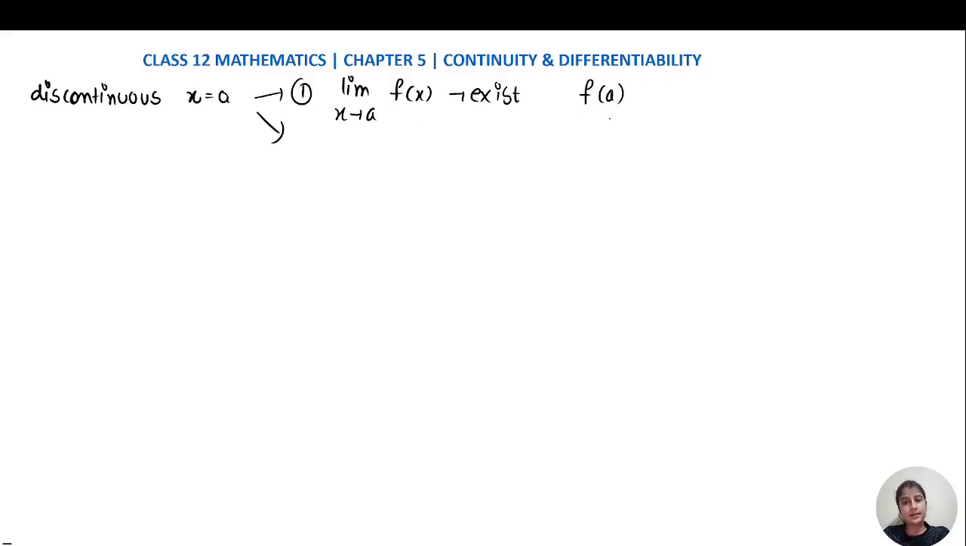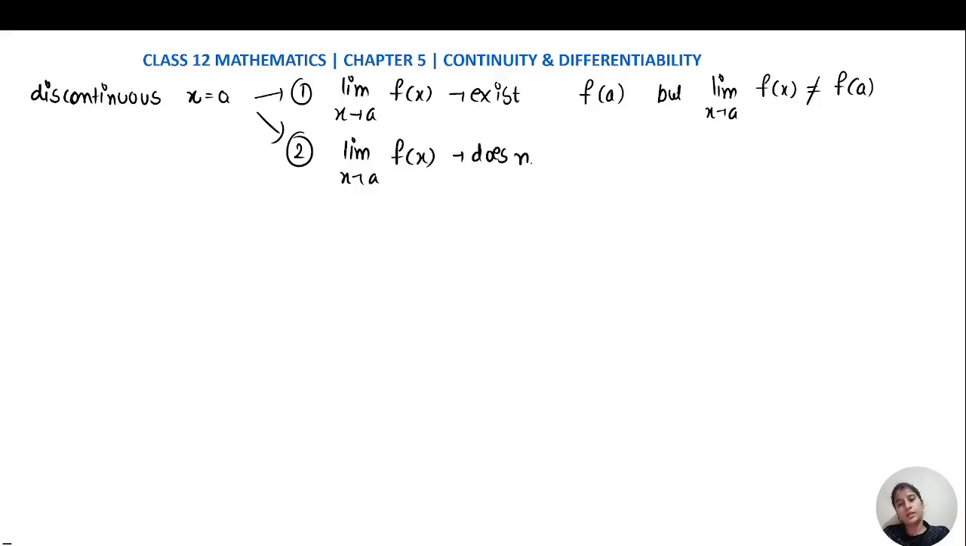But suppose the limit exists and the function value exists, but the values are not the same. That means the limit as x tends to a of f(x) is not equal to f(a). This is one possibility when we say that our function is discontinuous at a. Another possibility is that the limit as x tends to a of f(x) does not exist. And we know the limit does not exist when our left hand limit is not equal to our right hand limit. If the limit does not exist, there is no point matching it with the function value. So there are two possibilities for discontinuity: first, the limit exists but is not equal to the function value; second, the limit itself does not exist.